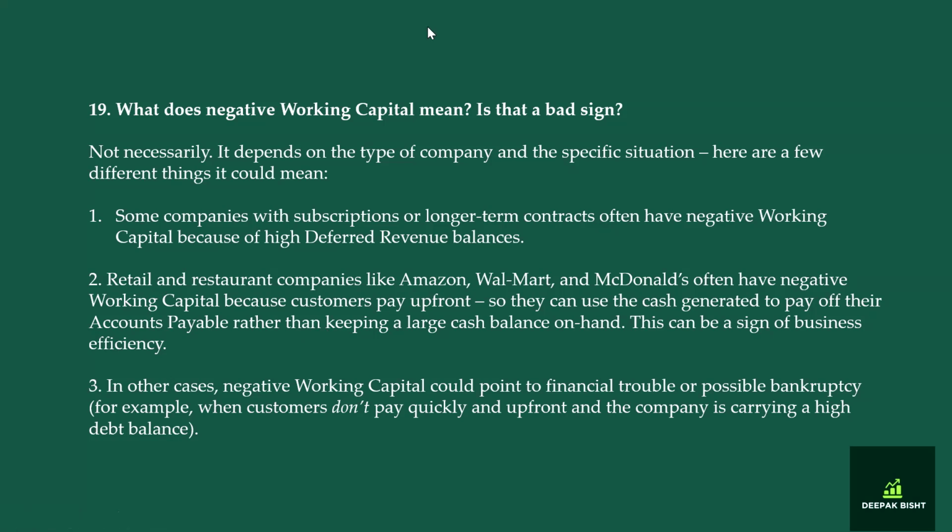If you are a Domino's Pizza or you are running any restaurant or a quick commerce joint where your customers are paying you upfront in cash, then there is no requirement of cash payable because the moment you get the cash, you will pay your accounts payable. The business cycle will be very small in these cases where the business is making quick cash. So in those cases also, the working capital gets negative.